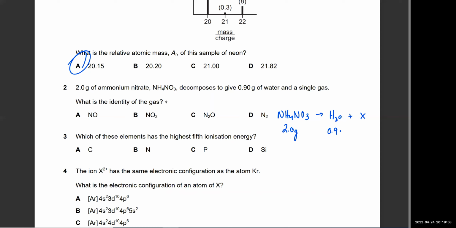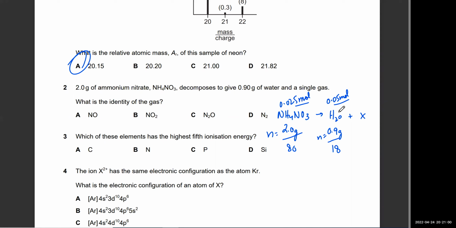So what I can do is figure out the mole ratio between them. It's going to be 2 divided by the Mr of this. The N is 14, 14, 28, and 48 plus 4, so I think it's going to come out to be 80. That's my moles: 2 divided by 80, which is probably going to be 0.025 moles. And we can figure out the moles of water as well. That's going to be 0.9 divided by the Mr of water, which is 18. So I think that's going to be 0.05 moles, right?